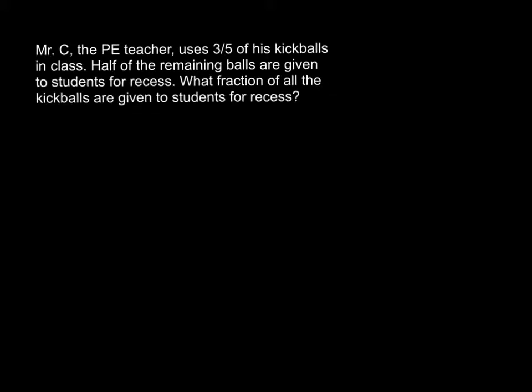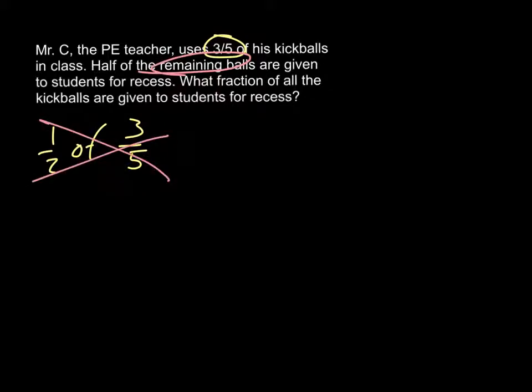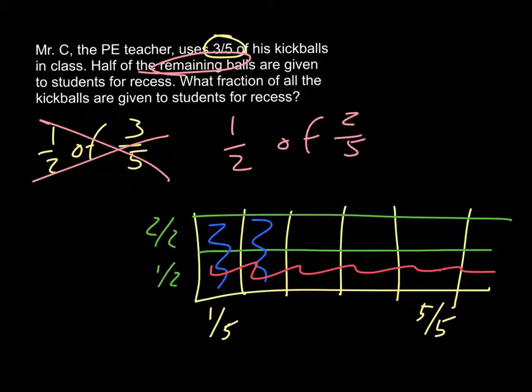Now, I'm sure a lot of you started with 3/5 and said, okay, I'm going to do half of 3/5, right? But the important thing that a lot of you skipped over is that we're actually saying half of the remaining balls. So it's not half of 3/5. What we're looking at is half of 2/5. So make sure that you're reading the question carefully. Solving this with an area model, I have my fifths and my half, and I see here that I have 2/10 of the balls, which simplifies to 1/4.